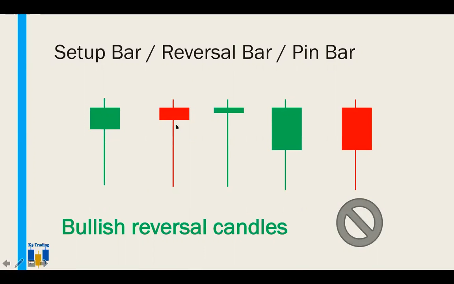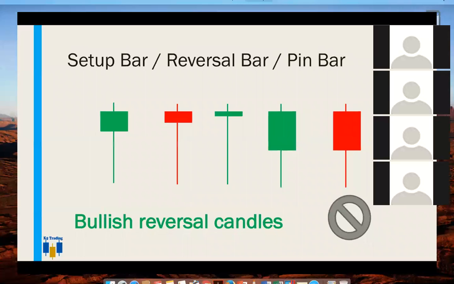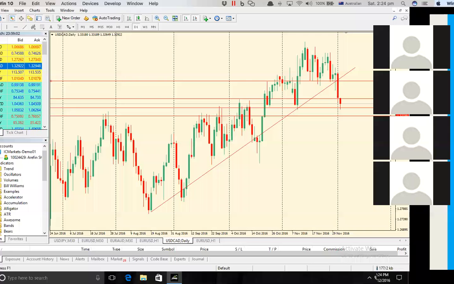So 1, 2, this is a kind of doji. This is another bar. If you get this kind of green bar at the bottom, then the price will reverse. But if you get a red bar, then no, it's not. So you need to understand these 4 bars. Just print them out, put them on your wall, and whenever you see those 4 types of bars near the support, the price will reverse. Right? So let's see something in action.